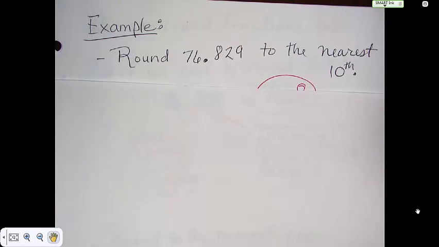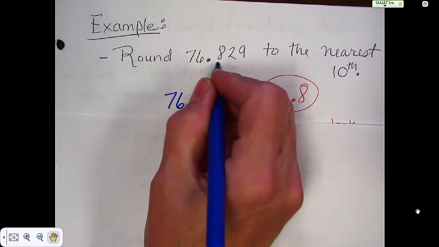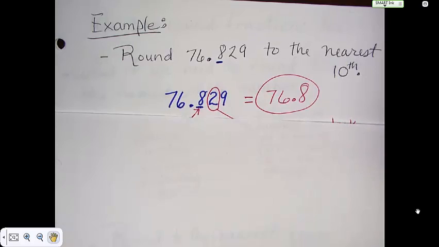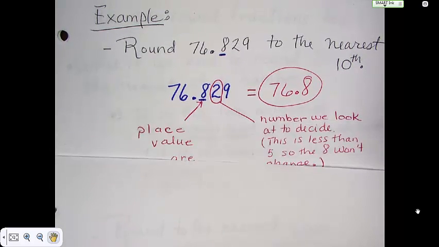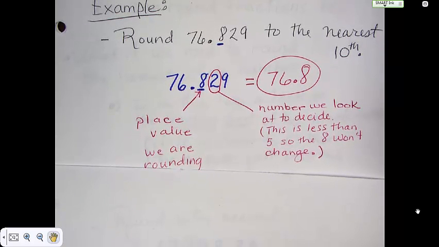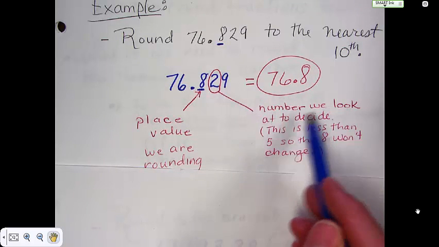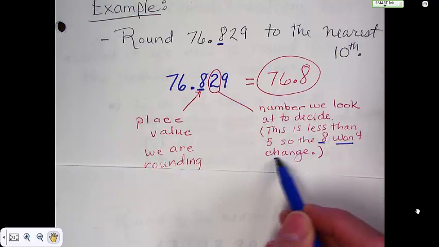Now we're going to do just a couple of examples just to see if you remember how to round. So here we go. Round 76.829 to the nearest tenth. First of all, we have to figure out what's the nearest tenth. Well, in this case, the tenth is here. The number that we're rounding would be the 8. The number we look to is the number to its right, which is the 2. The number we look at to decide this is less than 5, so the 8 won't change.